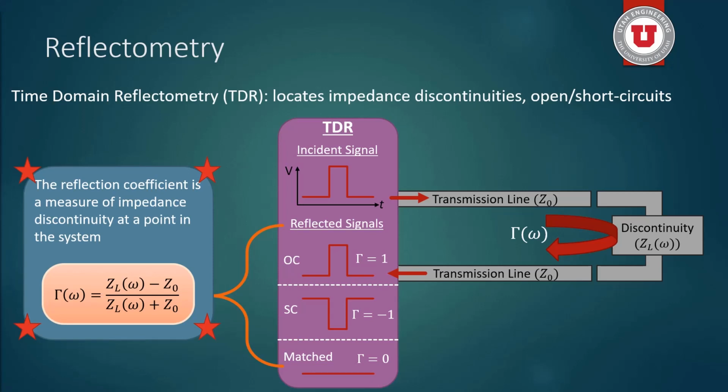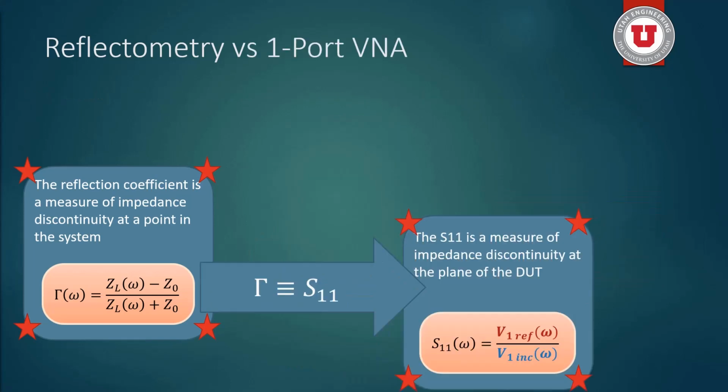So the reflection coefficient is more specifically defined as a measure of the impedance discontinuity between the transmission line impedance Z0 and the load impedance ZL at a point along the transmission line. This allows us to make the direct relation between the reflection coefficient and an S11 measurement from a VNA.